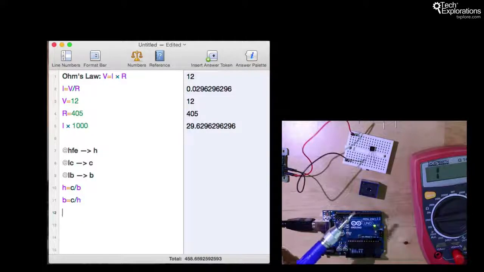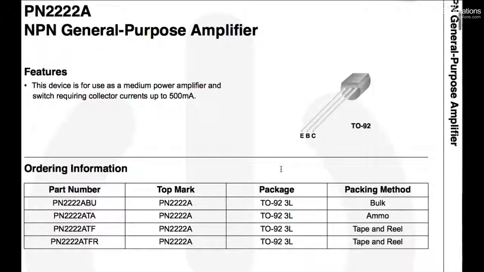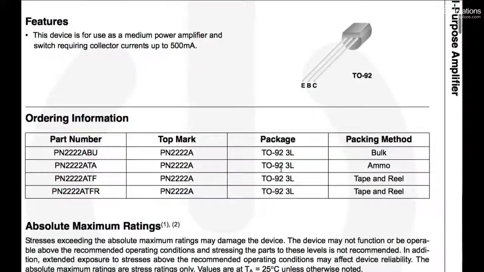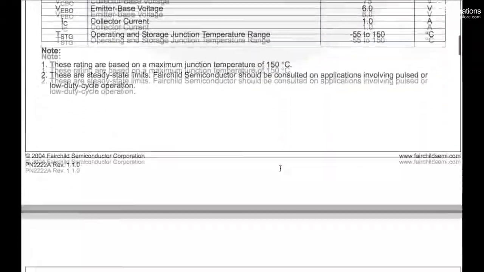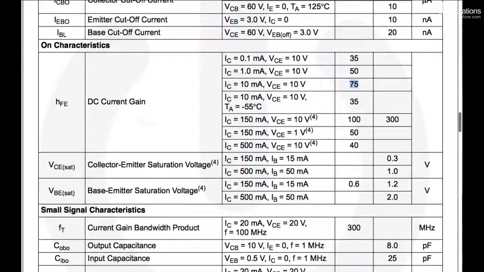Now, one thing that I need to find out is how much is the H. And for that, I need to look up some documentation in the datasheet for this transistor. So here's a datasheet for the transistor. I've got a link to this in the lecture notes. So if you scroll down to look it up, there should be an entry for this. There you go. It says HFE, DC current gain, and it's got a few different ratings. The one that I'm going to pick is the one where IC and VCE are closest to my circumstances.